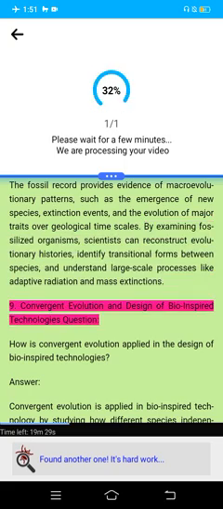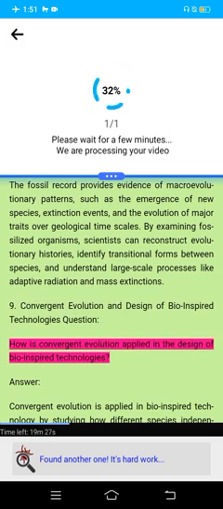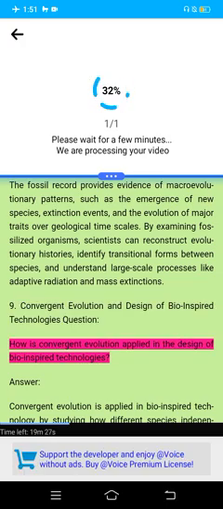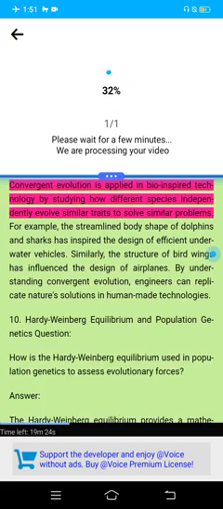9. Convergent evolution and design of bio-inspired technologies. Question: How is convergent evolution applied in the design of bio-inspired technologies? Answer: Convergent evolution is applied in bio-inspired technology by studying how different species independently evolve similar traits to solve similar problems.